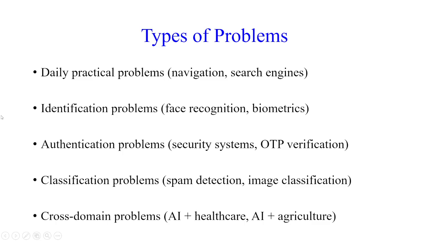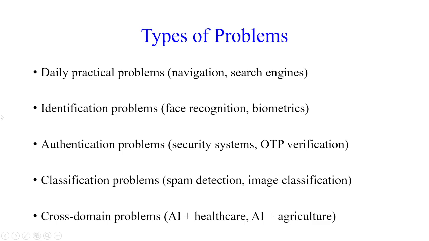Fifth one is cross-domain problems. This is a very, very exciting one, where AI combines with other fields to solve complex challenges. AI combined with healthcare to predict patients' readmission, AI combined with agriculture to detect crop diseases from drone images. So it is not limited to one type of problem, it's versatile. It always works across the disciplines very well.